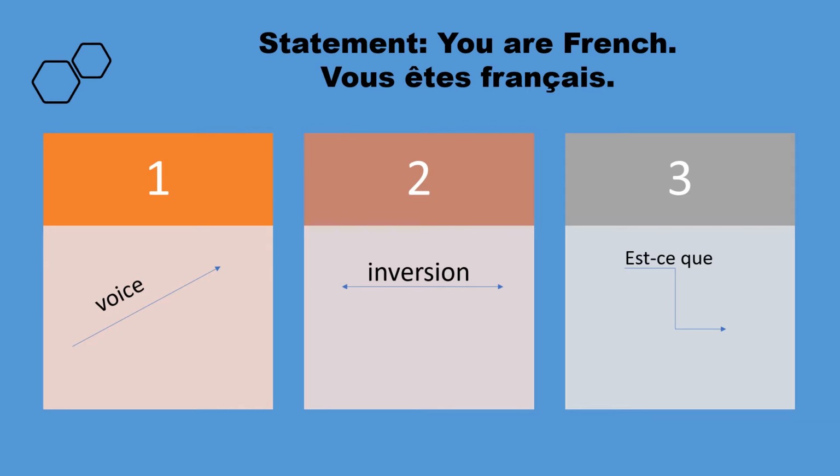So let's look at those 3 ways as a reminder. Number 1, the voice goes up. Number 2, you have an inversion. Remember, the verb first and then the subject. And number 3, you just add est-ce que.